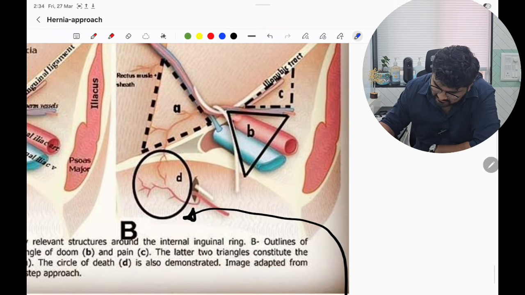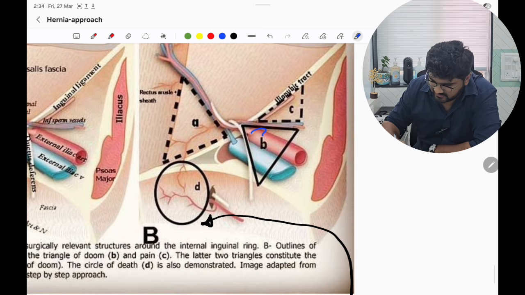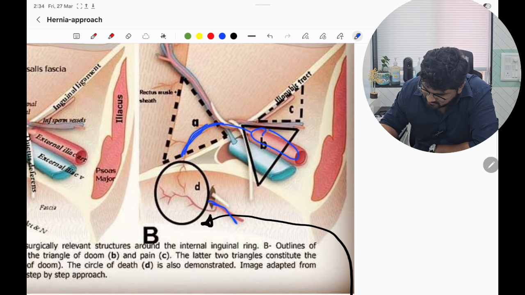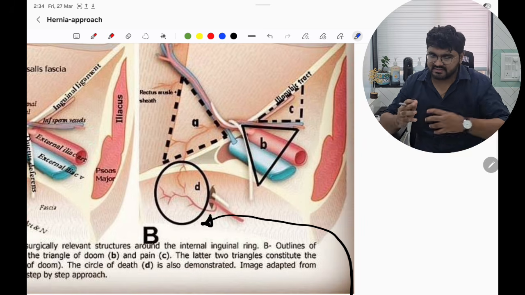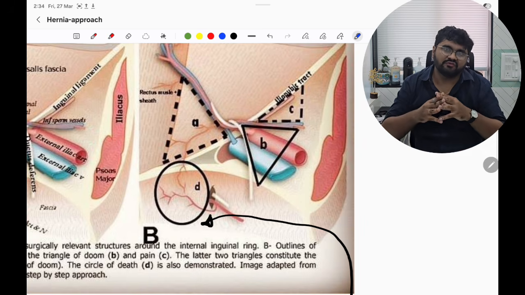You can just see here, this is the external iliac artery which we spoke about, and its branch is known as the inferior epigastric artery. Here you have the internal iliac artery. This is giving a branch which is the obturator artery, and there is an aberrant obturator artery which is coming here. If this is injured, it can lead to torrential bleeding, and this would lead to death, and hence it is known as the corona mortis or circle of death.